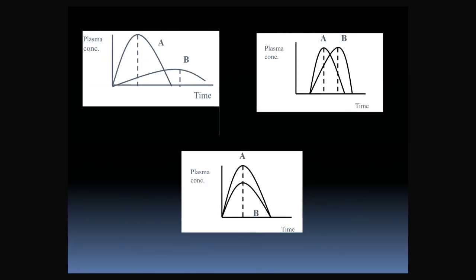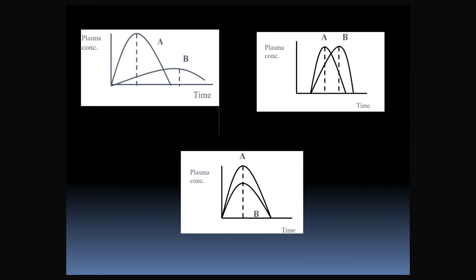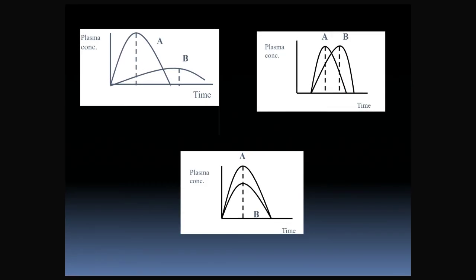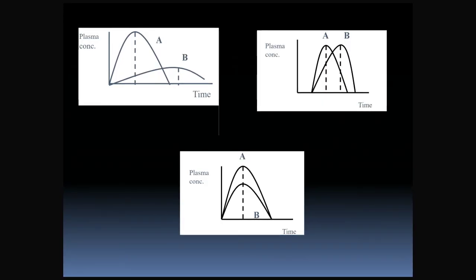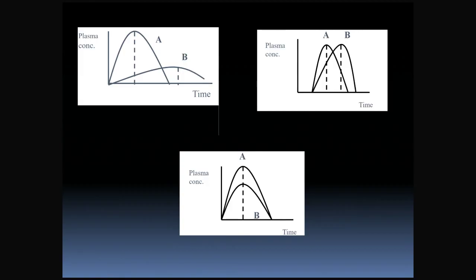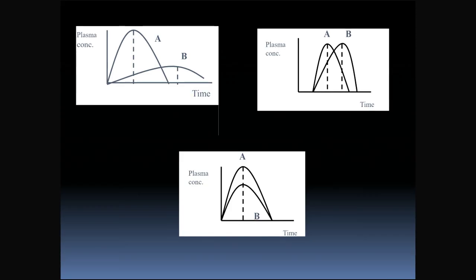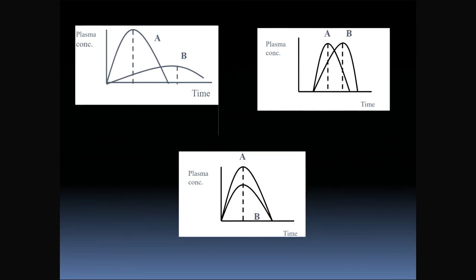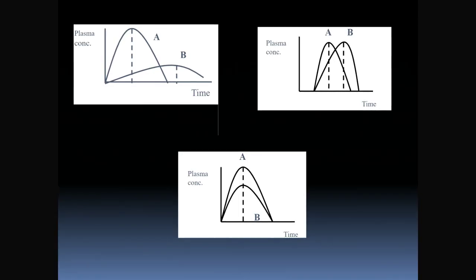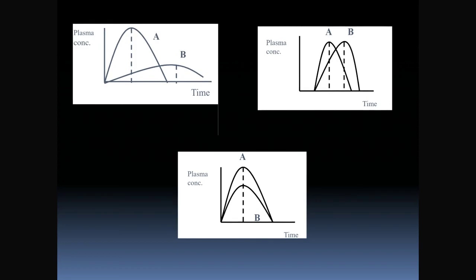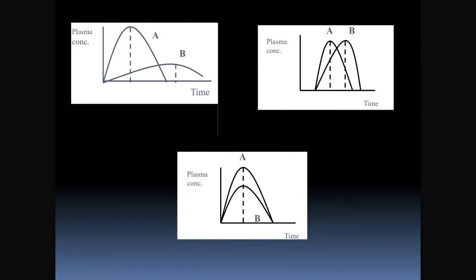Focus on the top left graph. Formulation A exhibits a much steeper initial slope and higher Cmax compared to B, indicating a significantly faster rate of absorption and a greater total extent of drug reaching the systemic circulation. Observe the top right scenario, where the peak concentrations are numerically identical, but the horizontal displacement of the Tmax markers shows that A reaches that peak much sooner than B, proving a difference in kinetic rate despite similar peak heights. Looking at the bottom plot, both formulations achieve their maximum concentration at the exact same timestamp, yet the vertical magnitude of A far exceeds that of B.